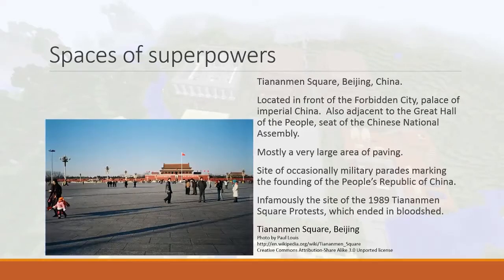This is Tiananmen Square in Beijing, China. China, I guess we can call it a superpower now. It's pretty big. It is located right in front of the Forbidden City, which is the Palace of Imperial China. It's also adjacent to the Great Hall of the People, which is the seat of the Chinese National Assembly. So the center of government today is also next to Tiananmen Square. So again, a massive public square right next to the central government buildings, right? So Tiananmen Square is mostly just a wide area of paving, and occasionally it is the site of military parades, usually marking the founding of the People's Republic of China.